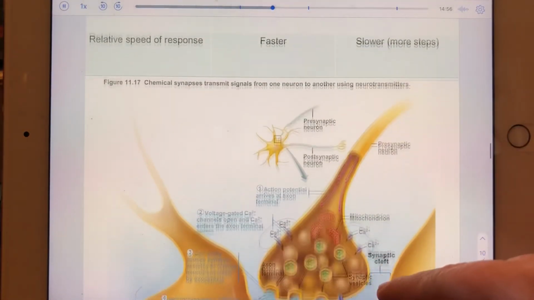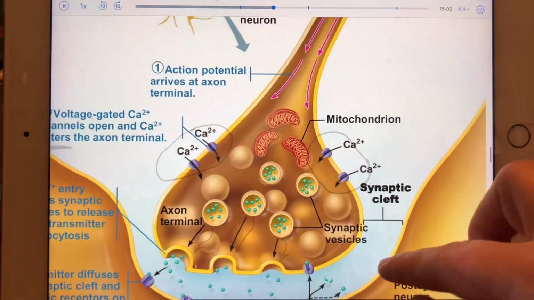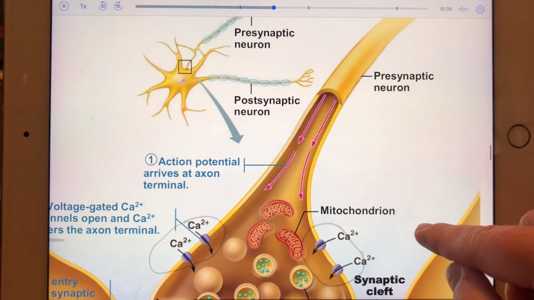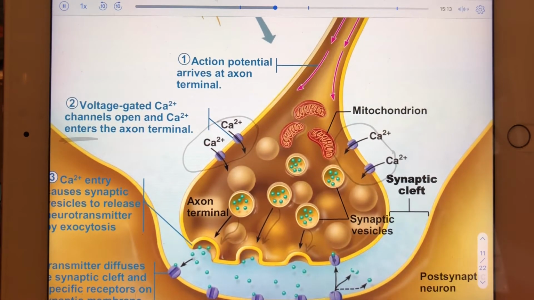Again, here is our overview. This time it's a little more labeled. Notice that traveling along the axon is an action potential. Hopefully you're not surprised. And when that action potential arrives near the axon terminal, look at what it encounters. Some voltage-gated calcium channels. In response to that voltage, that action potential, these voltage-gated calcium channels open up.